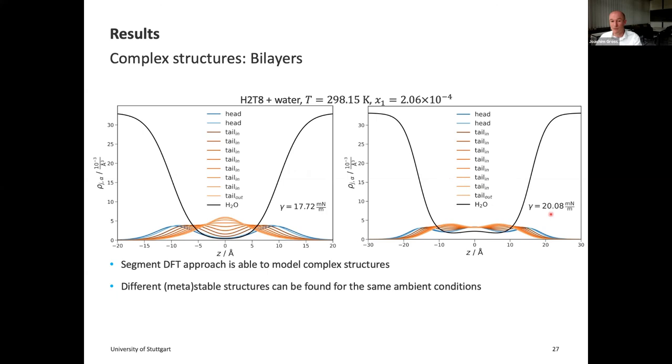If you look at surface tension, one is having 20, one is having 17. So more stable is 17. They both are not entirely stable. They are both metastable solutions.